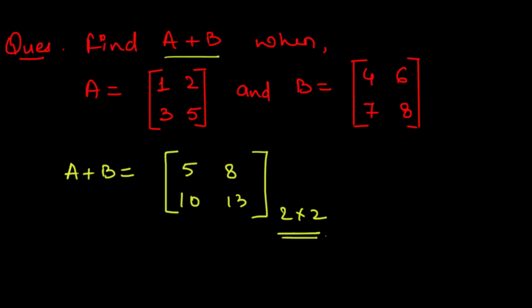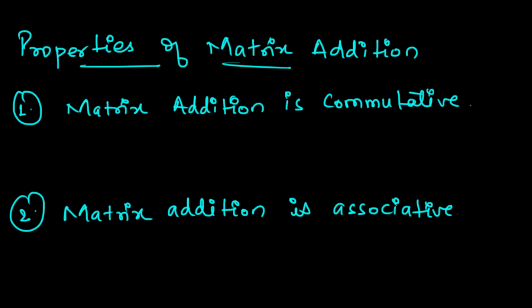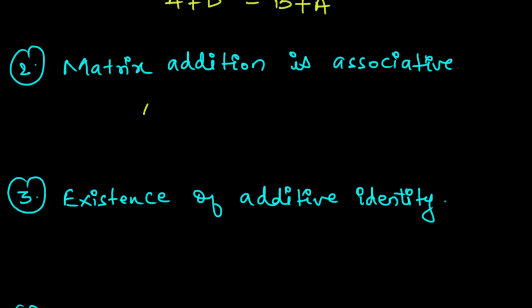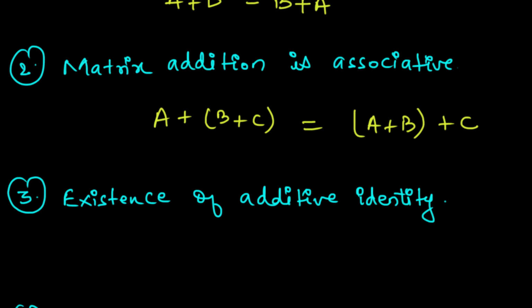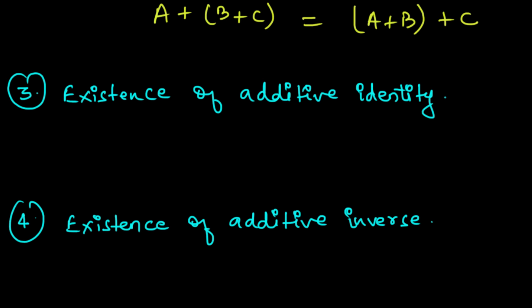Let's see some handy properties of addition. Matrix addition is commutative. It means that it doesn't matter whether you add A plus B or B plus A. Both of them are the same. Matrix addition is associative. So it means that A plus B plus C is the same however you group it. It doesn't matter how you add: you can add C to A first, or B and C first, or A and B first. It doesn't matter.